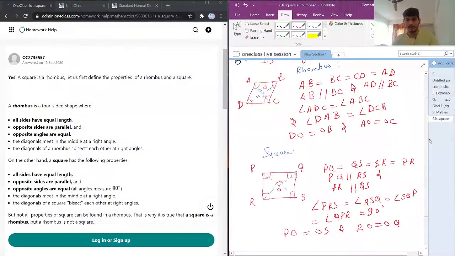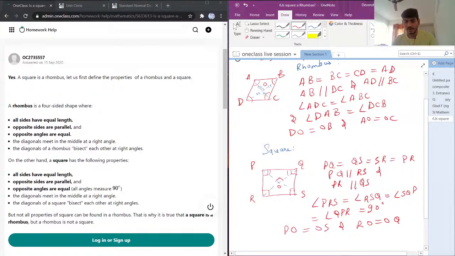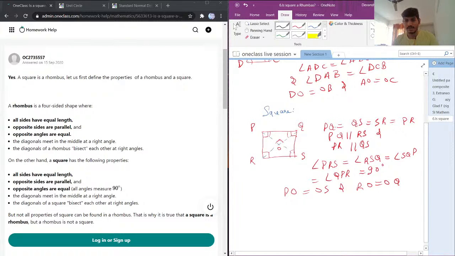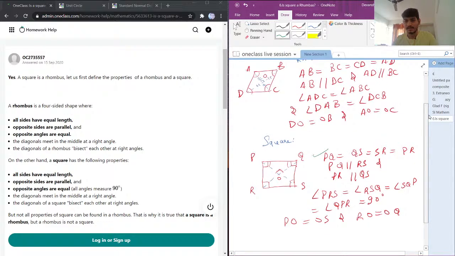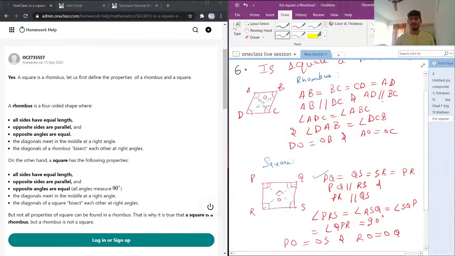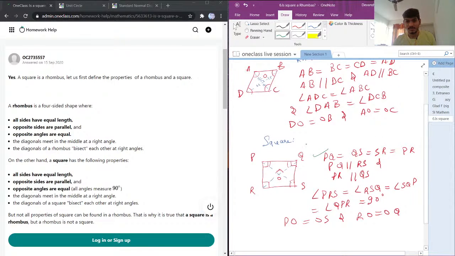So let us compare the properties of a square and a rhombus. For a square, all the sides are equal, and for a rhombus also all the sides are equal. So the first condition is matching. I'll mark it with green color. The first condition is done. Then the second condition: opposite sides are parallel. AB should be parallel to DC and AD should be parallel to BC. In a square also, opposite sides are parallel: PQ is parallel to RS and PR is parallel to QS. So the second condition is also done.